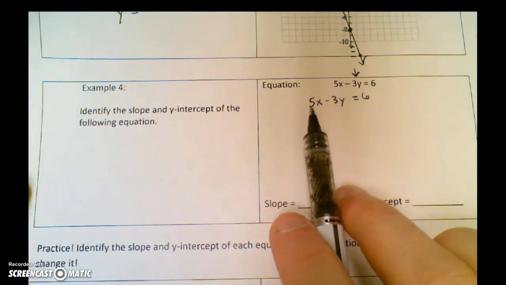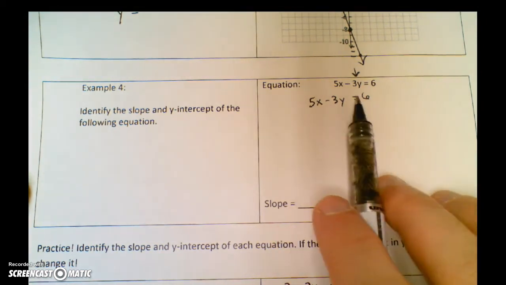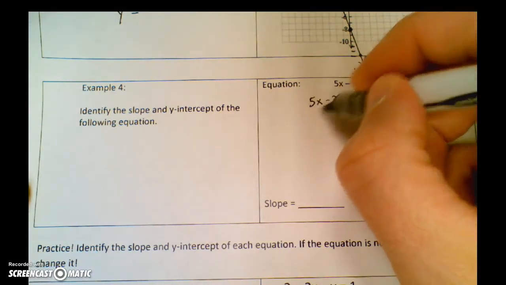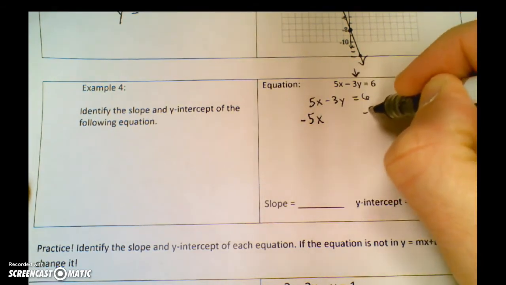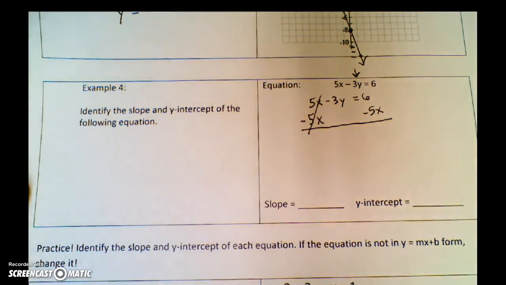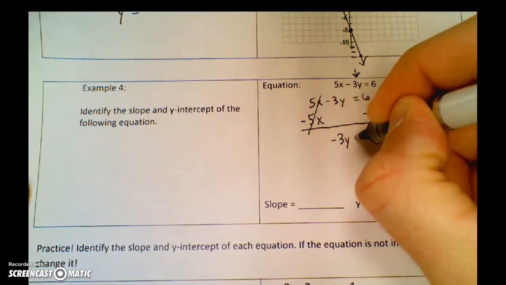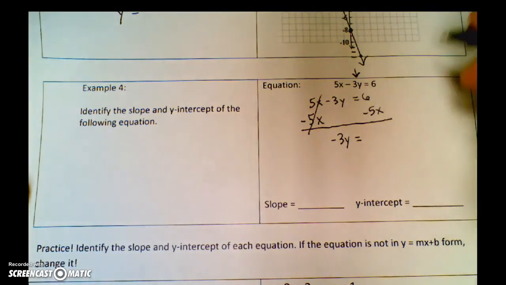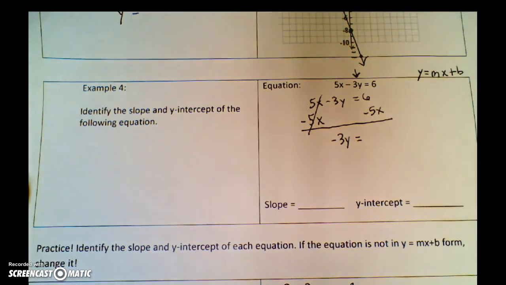I want to move the 5x from the left-hand side of the equation to the right-hand side. Anytime you're moving something from one side to another on an equation, you have to do the opposite operation. So here, this is a positive 5x, so I'm going to subtract 5x. On this side, what's left over is a -3y. And on this side, remember, these are not like terms. I cannot combine them. But think about the slope-intercept form. It says y equals mx plus b.